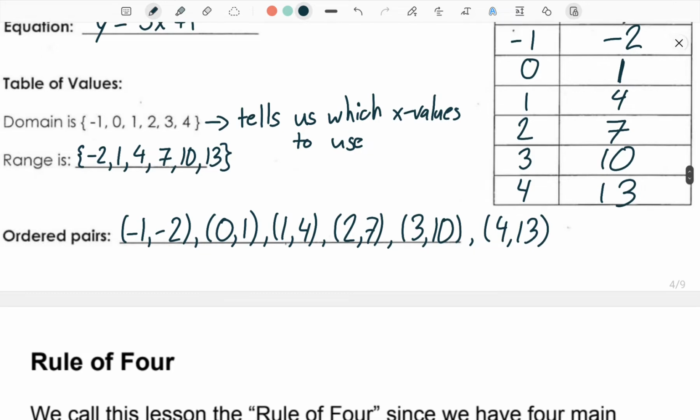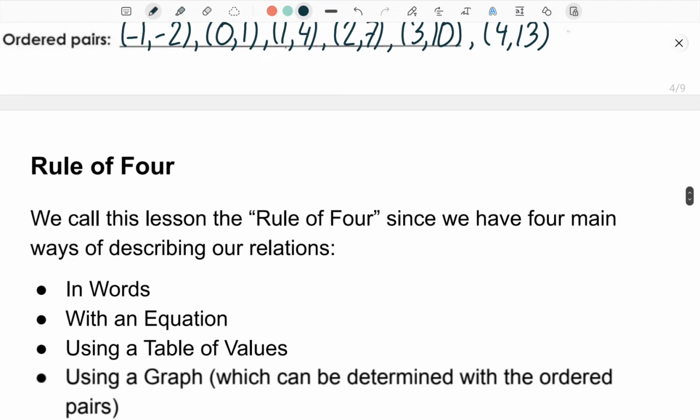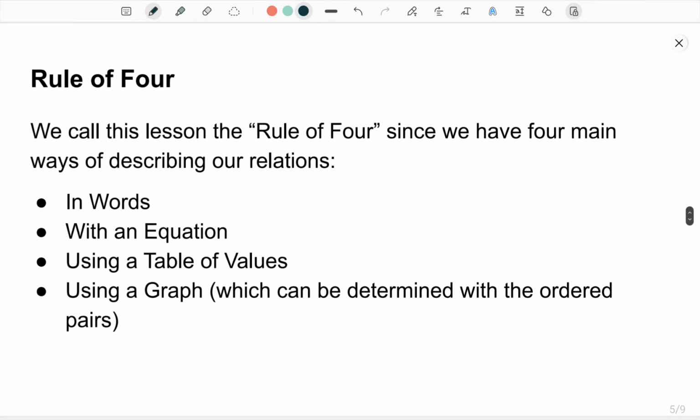And so that is why we call this the rule of 4. So there were 4 main ways we were describing our relation. There was the way in words, the actual description, like 1 more than 3 times the number. We could use an equation, we could use the table of values, or we could use a graph. And we can get the graph by determining the ordered pairs.